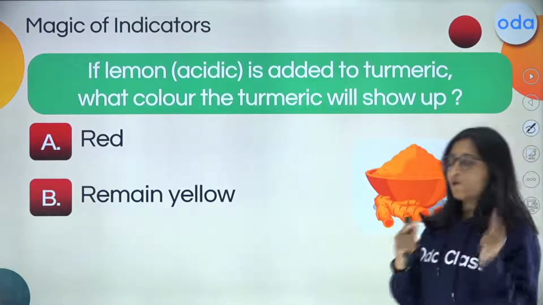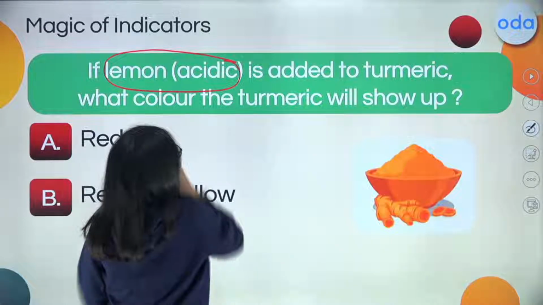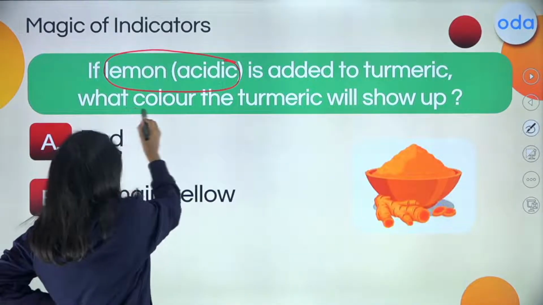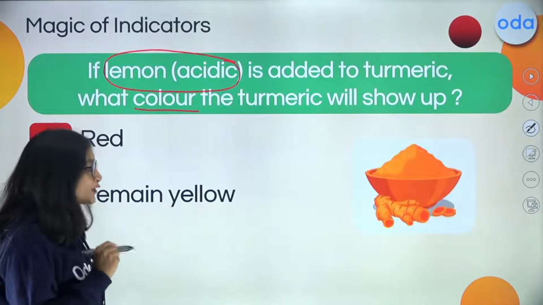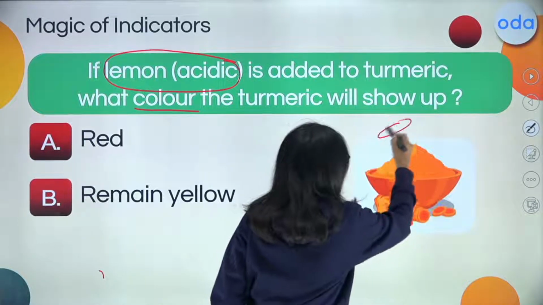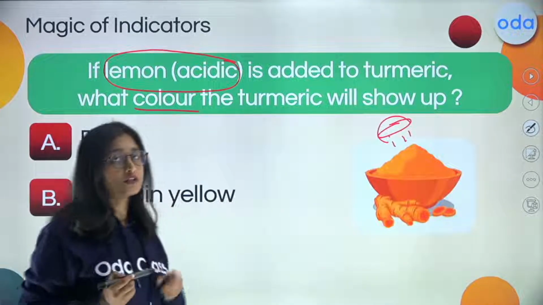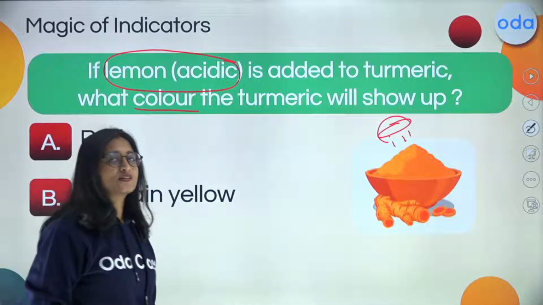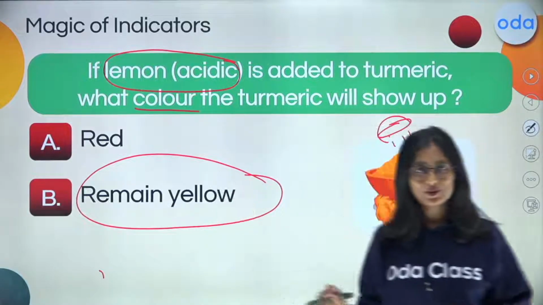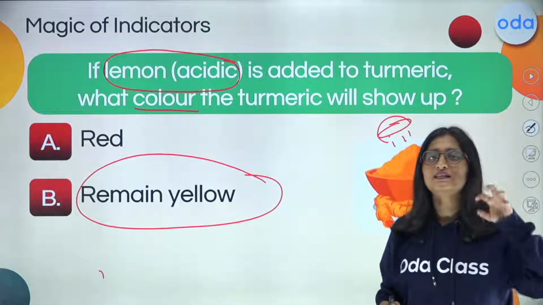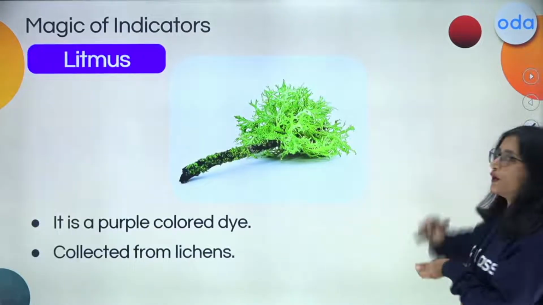Now, the other question I want you all to answer. Come on, answer it. If lemon, which is acidic in nature, is added to the turmeric, what color will the turmeric show up? What is going to be the answer? Come on, think about it. So here I'm going to add the lemon drops. What is it going to turn the color of the turmeric? The turmeric is not going to show any changes. It will remain the same iconic yellow. So we can see that turmeric doesn't change its color when added to an acidic solution.